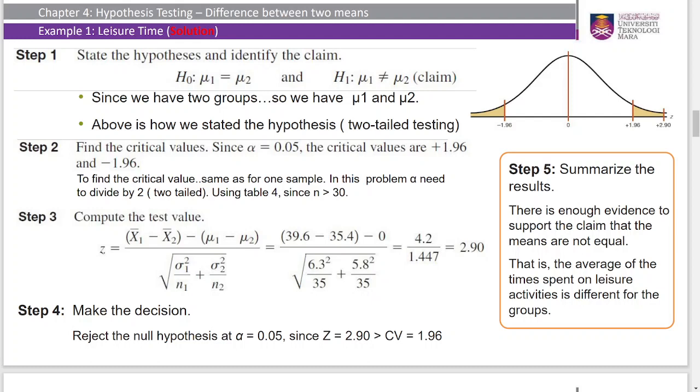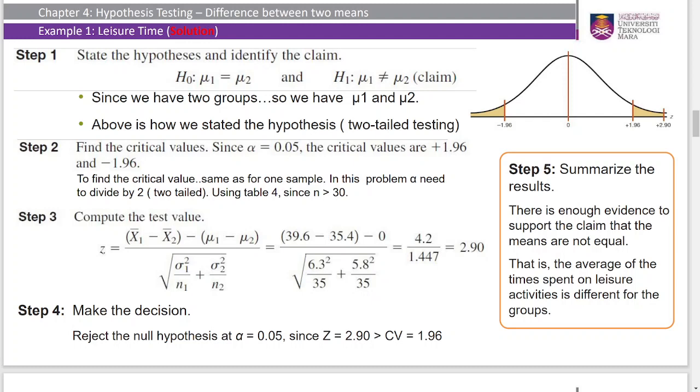Okay. So normally the claim ni kadang-kadang kita tak tulis pun claim yang mana. So kita just tulis state the hypothesis sahaja. However, sometimes they ask you to state the claim, so you need to know which one is the claim based on the information given in the question itself, right? So since we have two groups, we have mu1 and mu2, and above is how we stated the hypotheses. This is given in the form of a two-tailed test because you only want to test the difference. You are not looking for the direction, right?